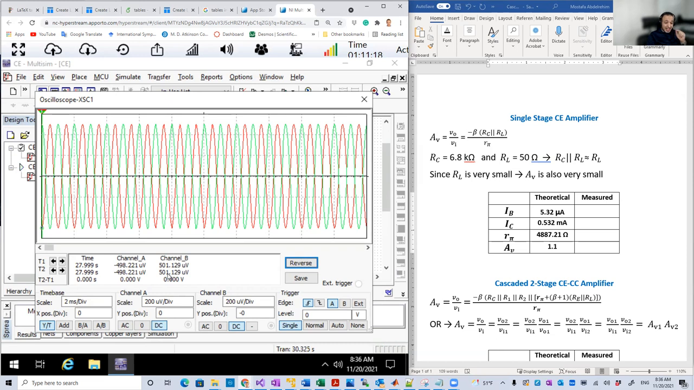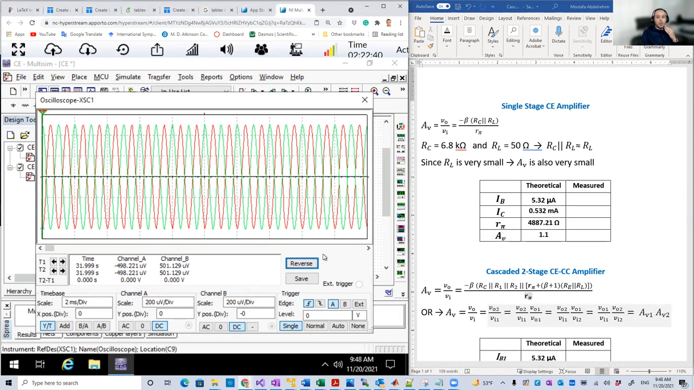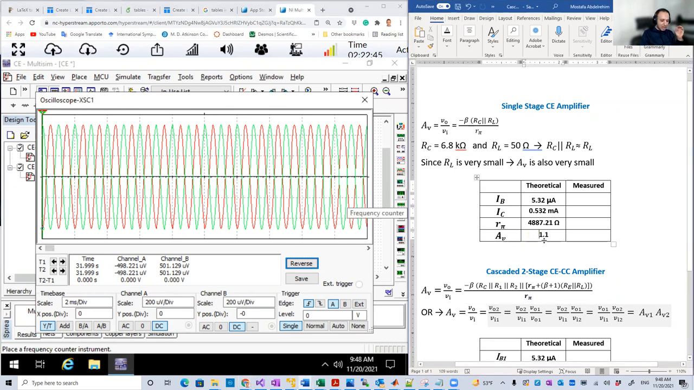And the output in channel B is slightly greater than the input. And that's why here we have 1.something. It's not just one or 0.9, it's 1.something. So one thing here, guys, there is a very small typo, which should be minus 1.1 because they are out of phase. So again, no amplification.